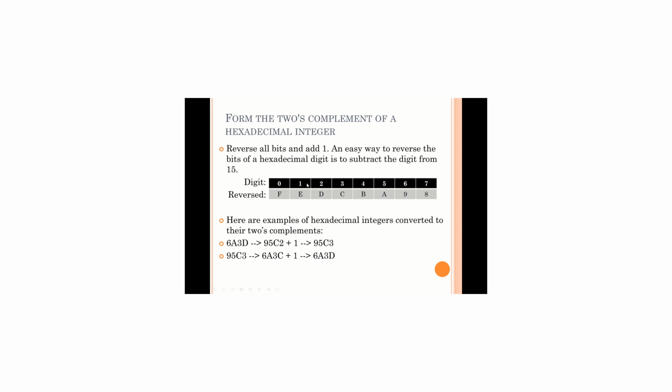To flip every bit in 1, you will get E. To flip every bit in 2, you get D. To flip every bit in 3, you get C. And so on and so forth. Same thing, to flip every bit in B, you will get 4, because you subtract 11 from 15, you get 4, right?